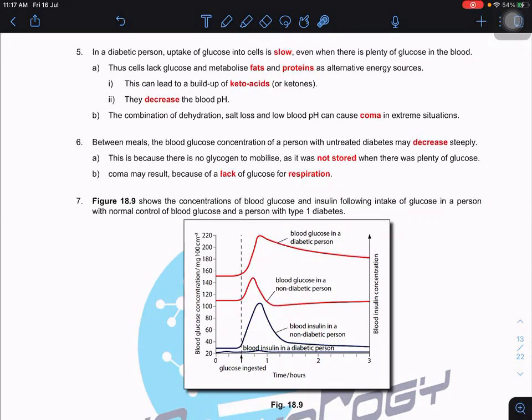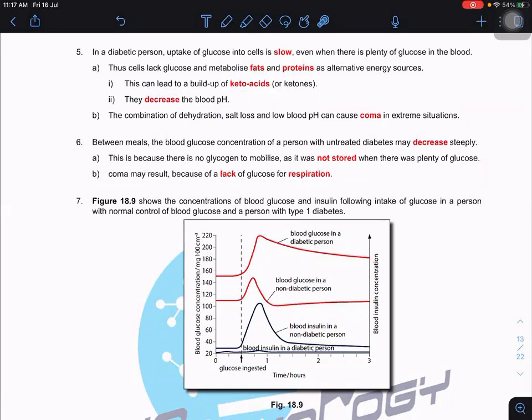Our main energy source is glucose, but now, lacking glucose, the cells can't take up a lot of glucose. What will happen? The cells start to use fat and protein as an alternative energy source, and it leads to the build-up of keto acid or ketone. This is acidic, so it will decrease the blood pH.